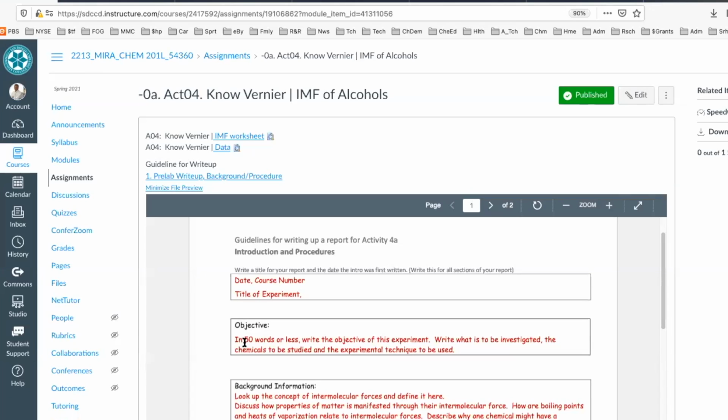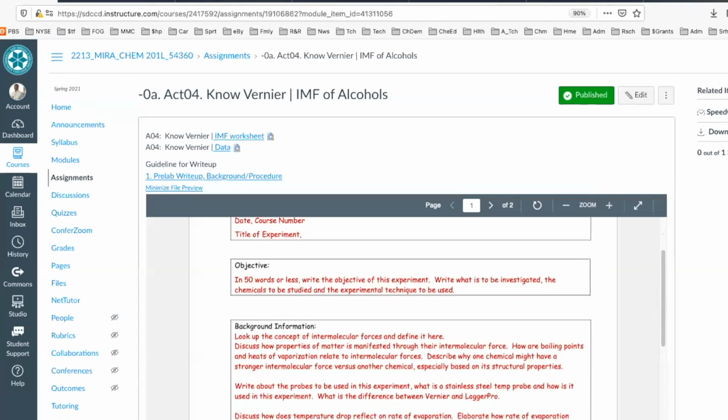The objective. In 50 words or less, write the objective of this experiment, write what is to be investigated, the chemicals to be studied, and the experimental technique to be used. Okay, you guys are looking at intermolecular forces of different alcohols, and you guys are going to be monitoring the temperature change as different alcohols evaporate. So you want to put that in so many words in the objective. That's basically the essence of what these experiments are about.